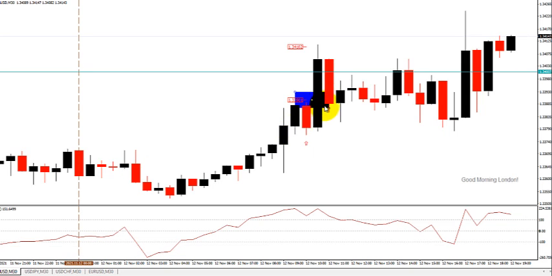Let me try to get this in place here. This is the only one that I'm concerned about. I just want to see what's going on right here on that first 30-minute candlestick. It did not go any lower than that first 30-minute bar, so there was no reason to short it.